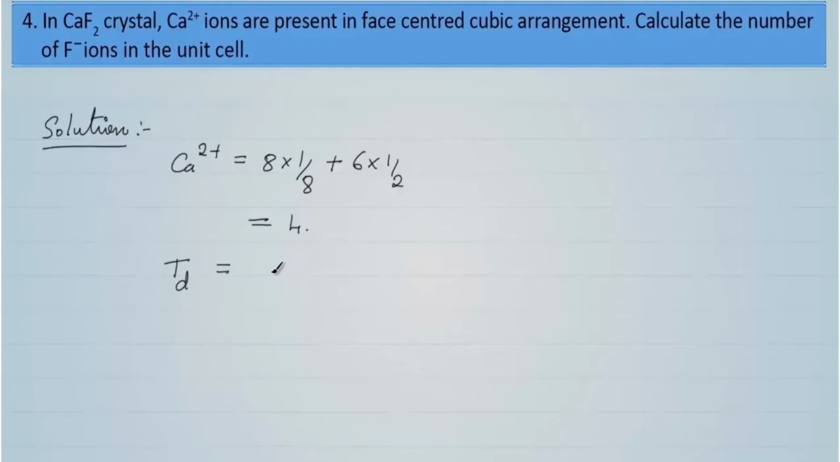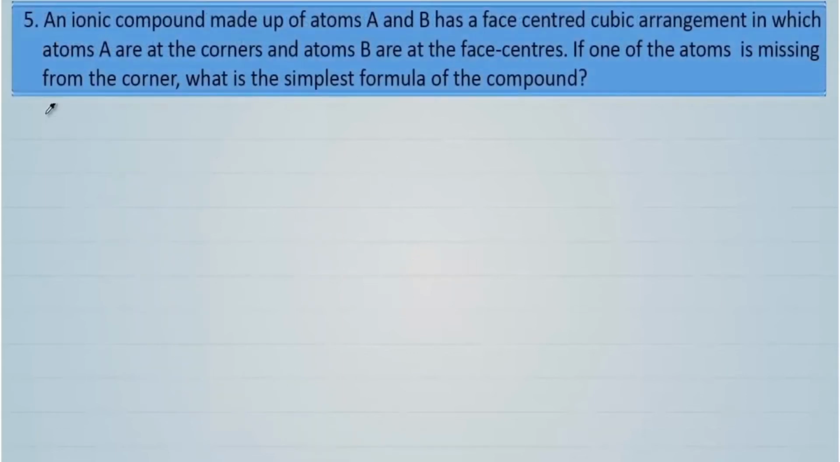Now the number of tetrahedral voids is equal to 2 times the number of particles in FCC. So the tetrahedral voids are equal to 2 multiplied by 4, which is equal to 8. Hence the number of F- ions is 8, and they are present within the body of the cell. Now move to the next question.